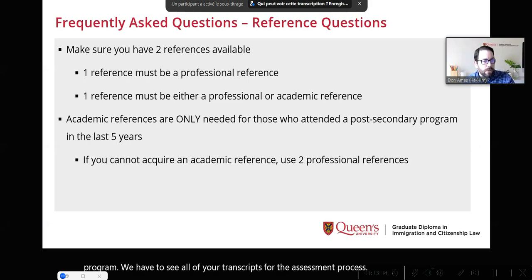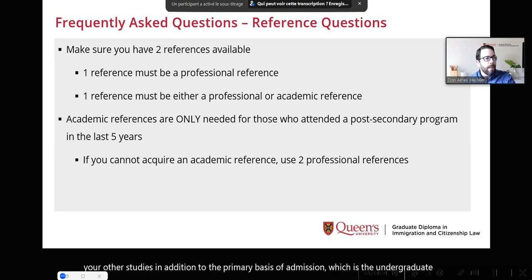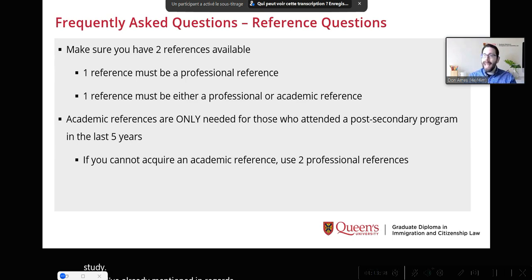What is the minimum overall score from undergrad program? Yeah, B score, I've already answered that. So the B average is what's necessary from your undergraduate. Of course, we do take a look at your other studies in addition to the primary basis of admission, which is the undergraduate study. Yep, I've already mentioned in regards to people who can utilize an academic reference. You don't have to. That is completely fine.